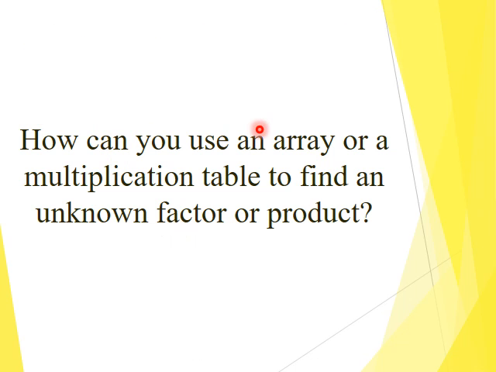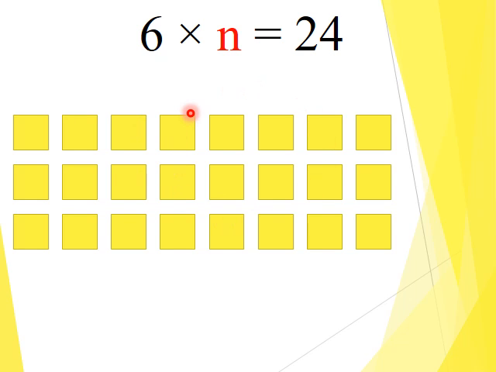How can you use an array or a multiplication table to find an unknown factor or product? Let's use an array to find the product of 2 numbers. Let's find n in the product. 6 times n equals 24. This is an equation. An equation uses an equal sign to show that 2 amounts are the same. What is on the left side of the equal sign is the same amount as what is on the right side. And a letter can be used in an equation to show that the number is not known.